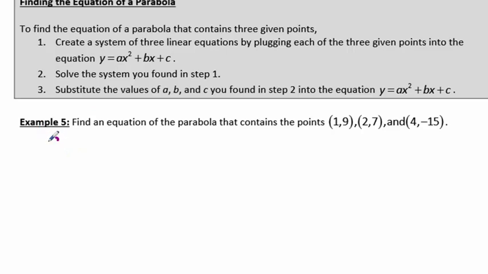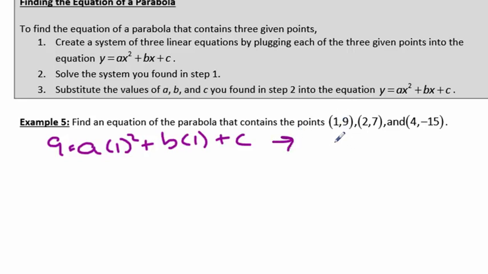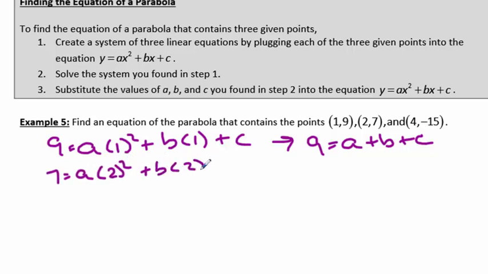So y, which is 9, equals a times 1 squared plus b times 1 plus c. That turns into the equation 9 equals a plus b plus c. Okay, let's do another one. The ordered pair 2, 7: 7 is the y value, equals a times 2 squared plus b times 2 plus c. We're plugging the x value into x squared and x. Okay, so if I simplify, this would give me 7 equals 4a plus 2b plus c.